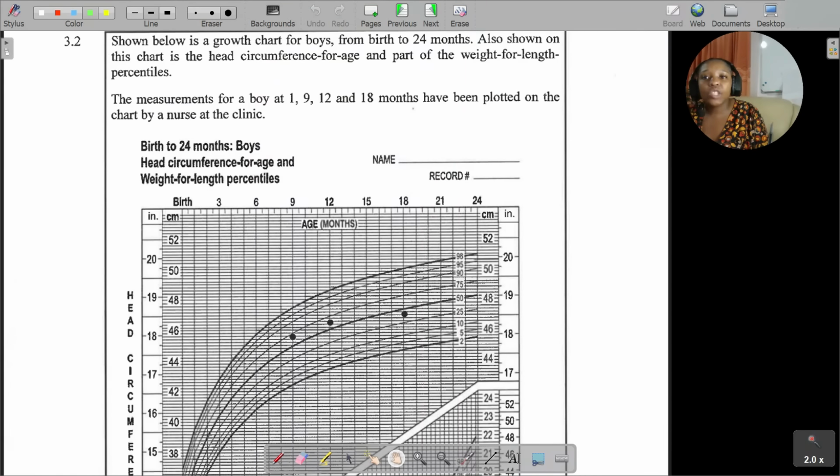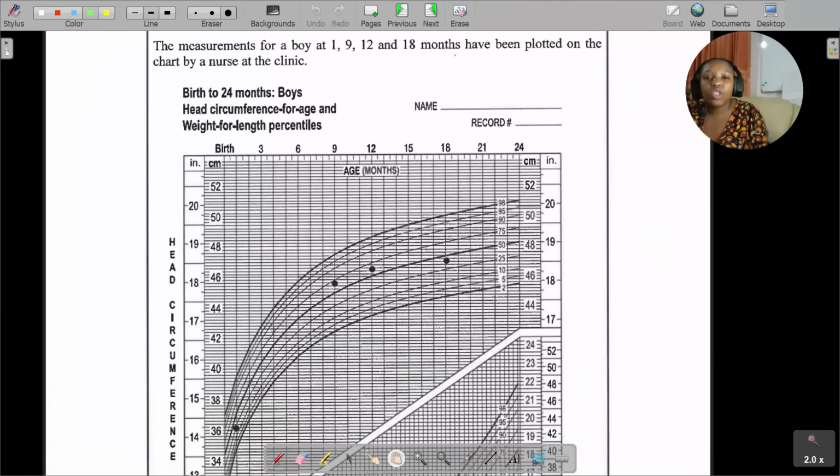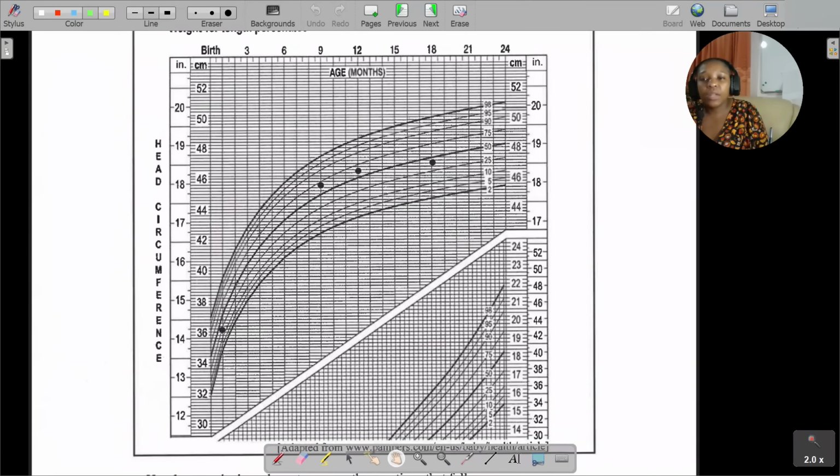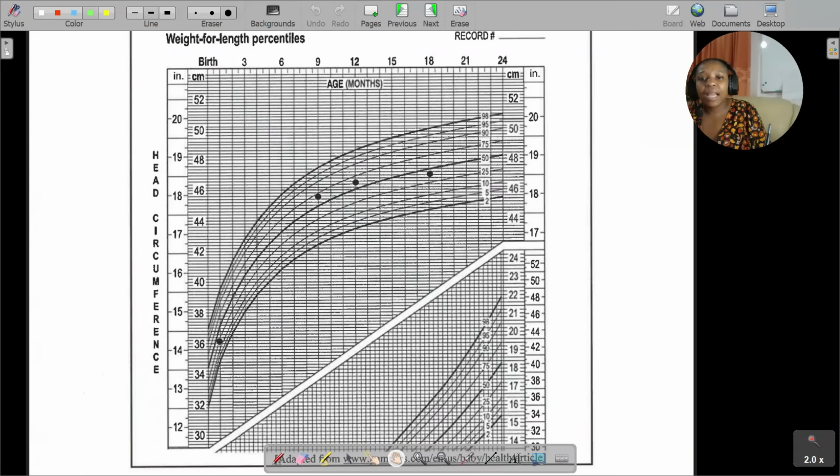So we are told that different measurements of this boy were taken. When this boy is 1 month, this is 1 month, they plotted that. When this boy is 9 months, it's plotted. When this boy is 12 months and 18 months, they plotted all these values for us. Then we see that here we've got the head circumference on the vertical axis, given in inches and also in centimeters.